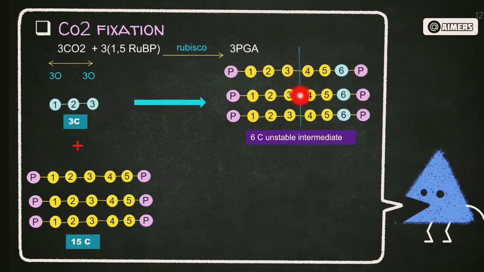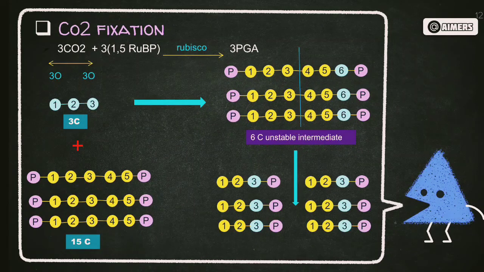So when it breaks from the center, what will be the product? There will be 2 molecules of phosphoglyceric acid. Do you remember that this was the structure of phosphoglyceric acid? 3 carbons and the phosphate was present on the 3rd carbon. So the 6 carbon unstable intermediate breaks into 2 molecules of phosphoglyceric acid. Now the carbon which was originally a part of carbon dioxide has been added into phosphoglyceric acid. You see that this blue carbon, the 3rd carbon, is from carbon dioxide. So it means that carbon has been fixed.